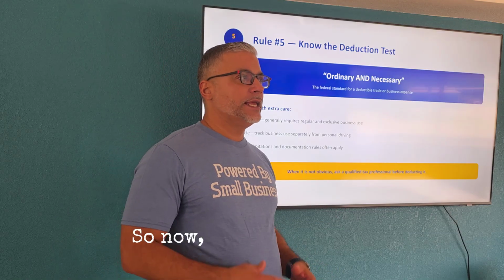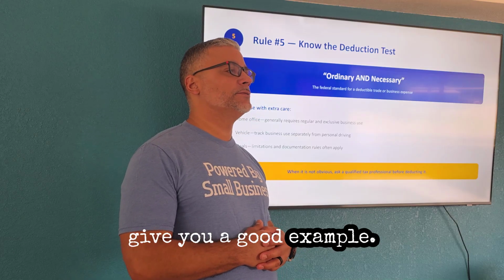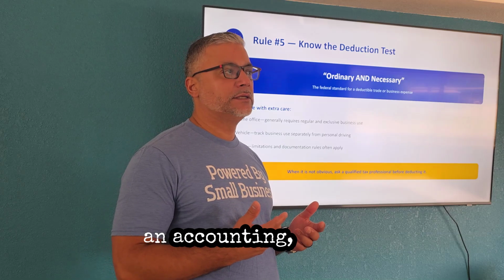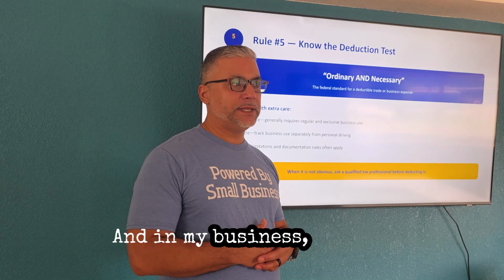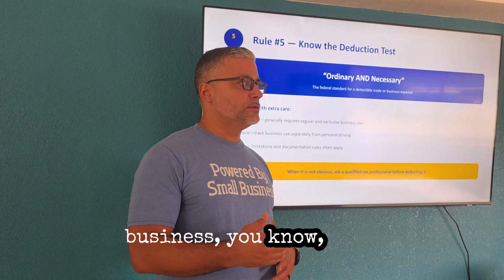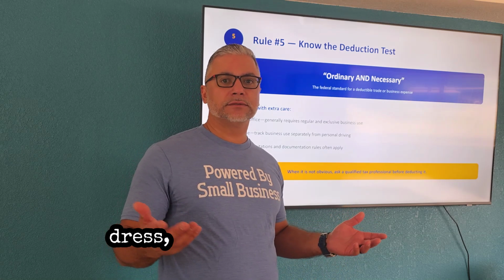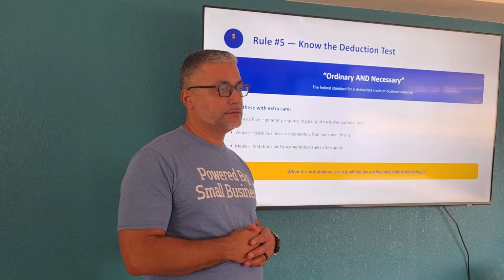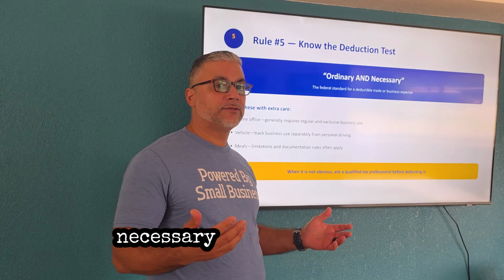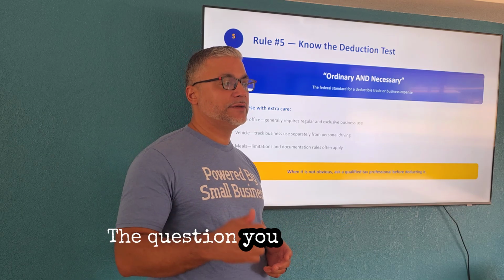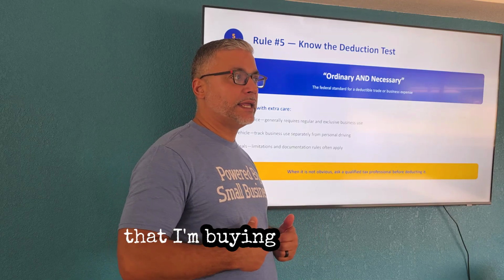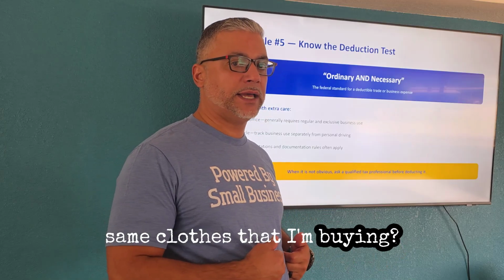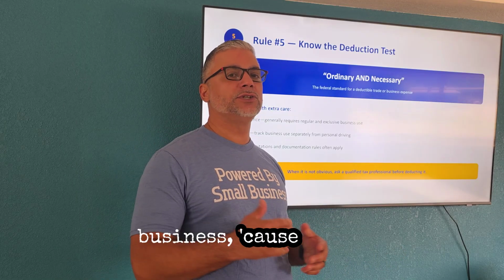I'll give you a good example. Let's say you run an office, like me. I run an accounting business, and because I run an accounting business, when I go places, I should dress appropriately. So every time I buy myself an outfit, I'm expensing it against my business. Now, is that ordinary and necessary for my business? The question you have to ask yourself is, can the clothes I'm buying be used personally as well? Can I go out to eat with my family and wear the same clothes? If so, it's not ordinary and necessary for your business because you're using it personally.